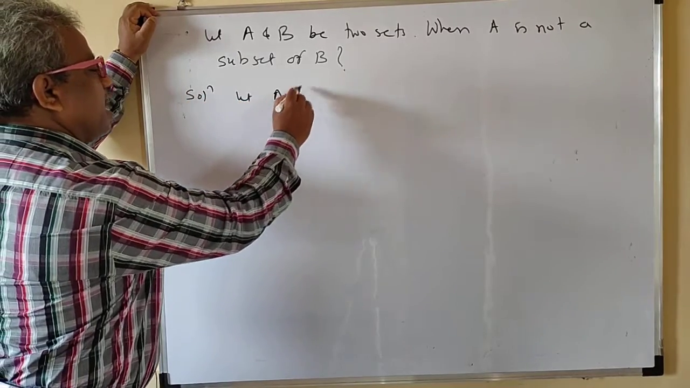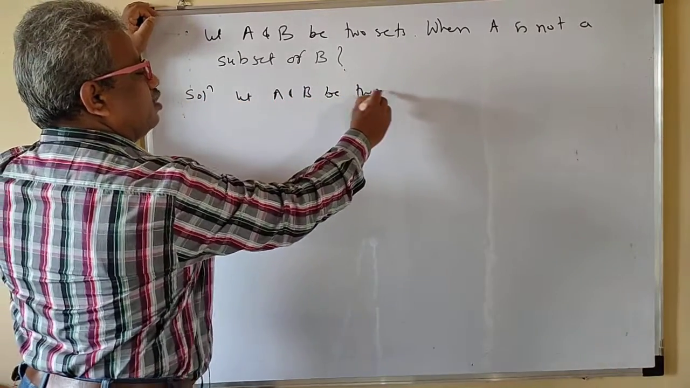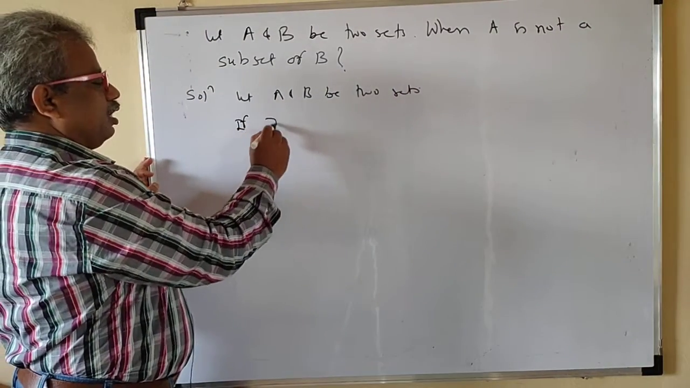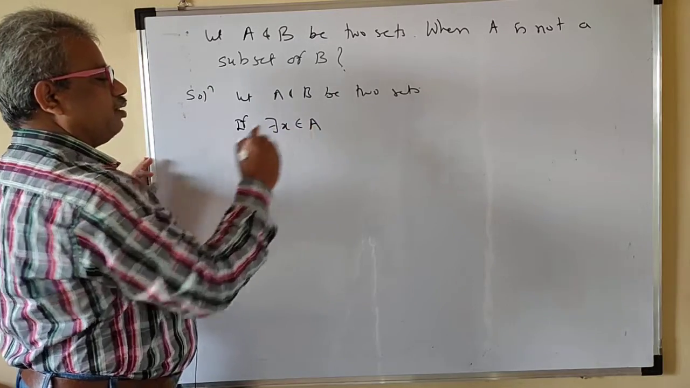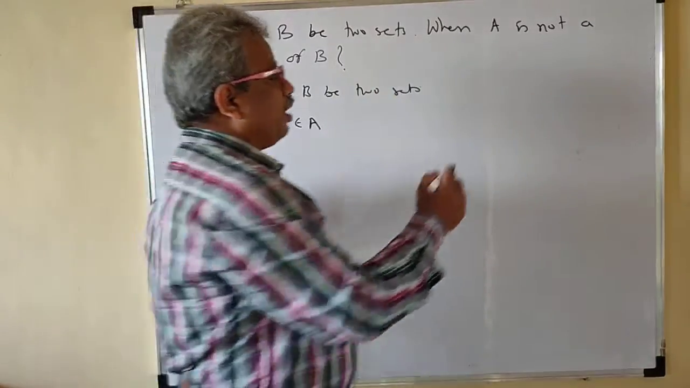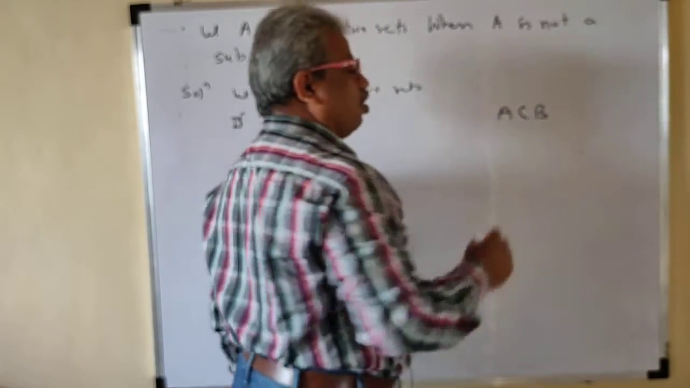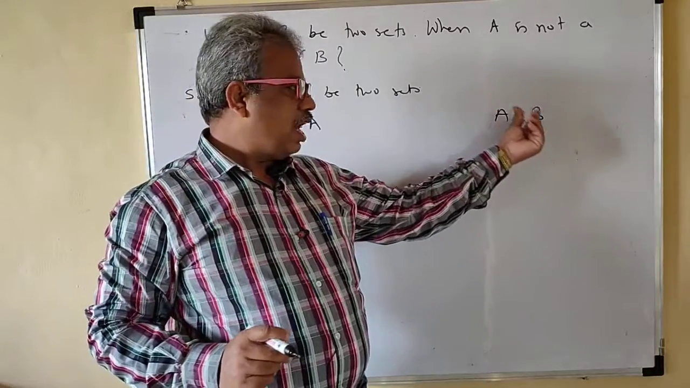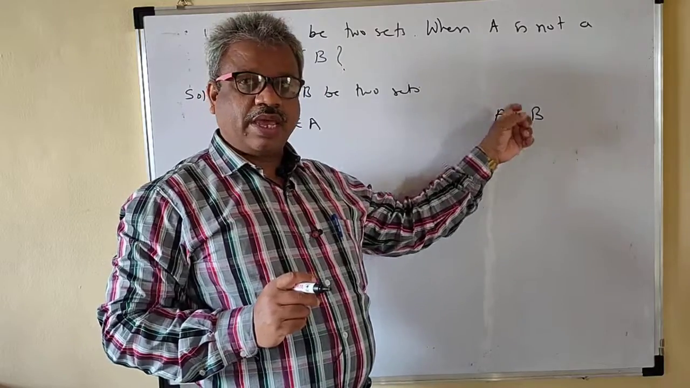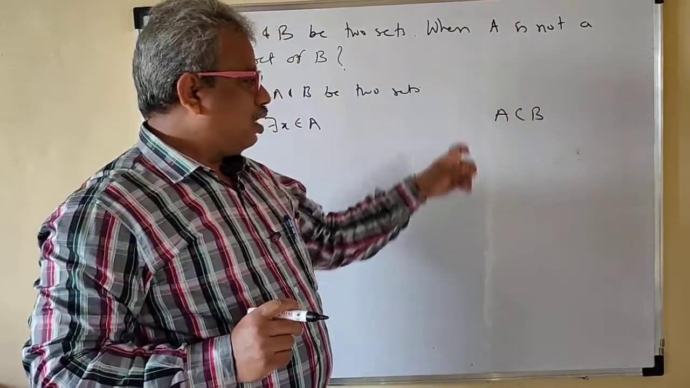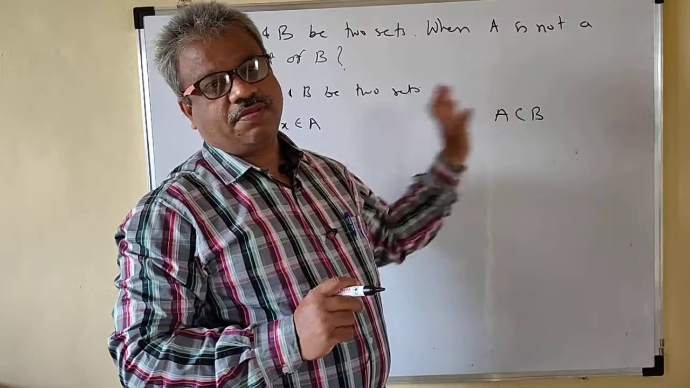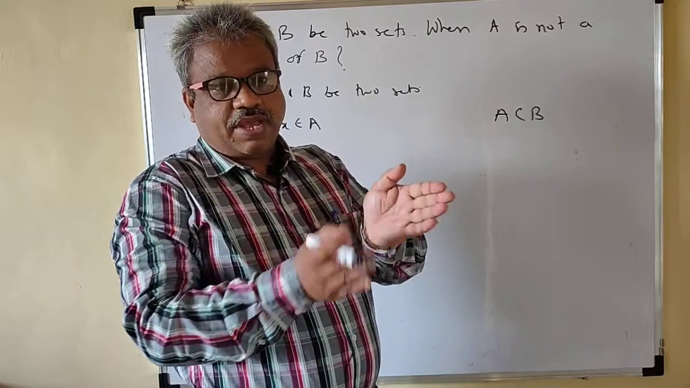Let A and B be two sets. Okay, so if there exists x belonging to A, so what do we want to say? A is not a subset of B. When we say that A is a subset of B, if all the elements of A are in B, then we say that A is a subset of B. That means every element of A is in B. That means what? If there exists an element x belonging to A such that x is not in B, that means all the elements of A are not in B.